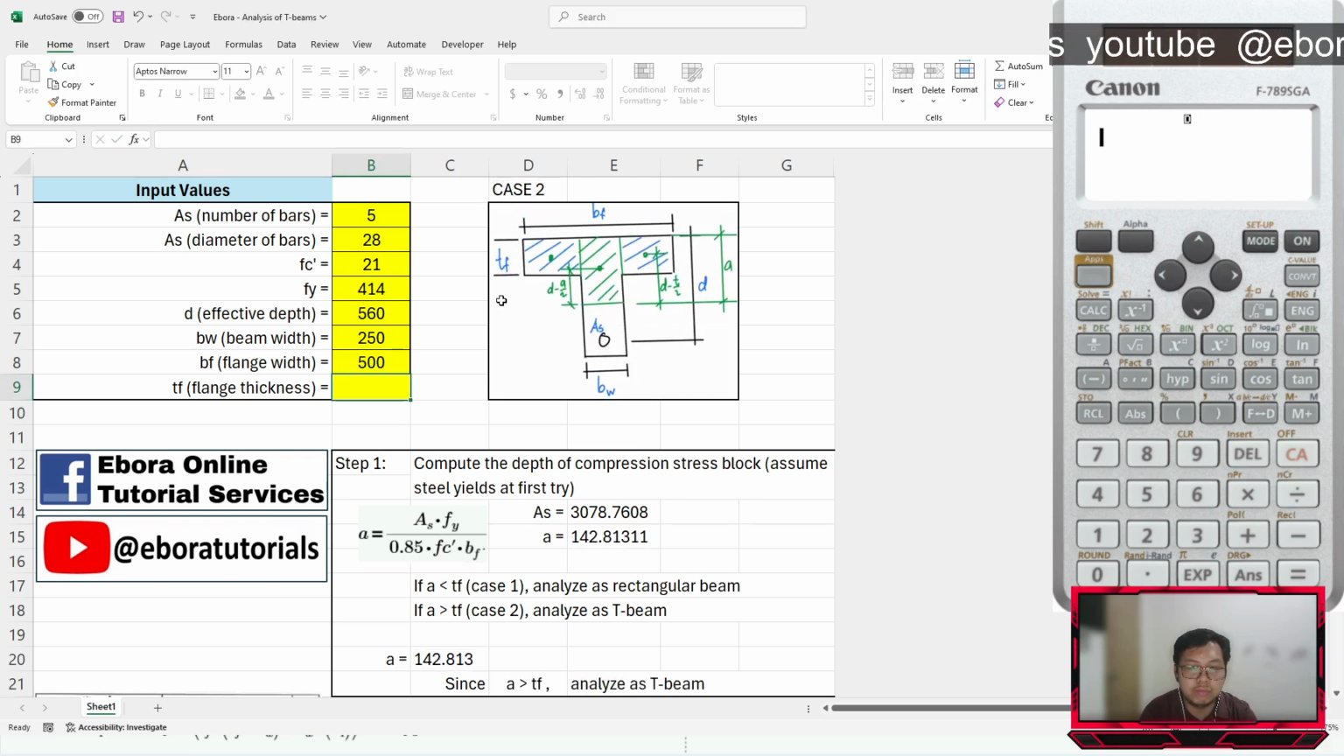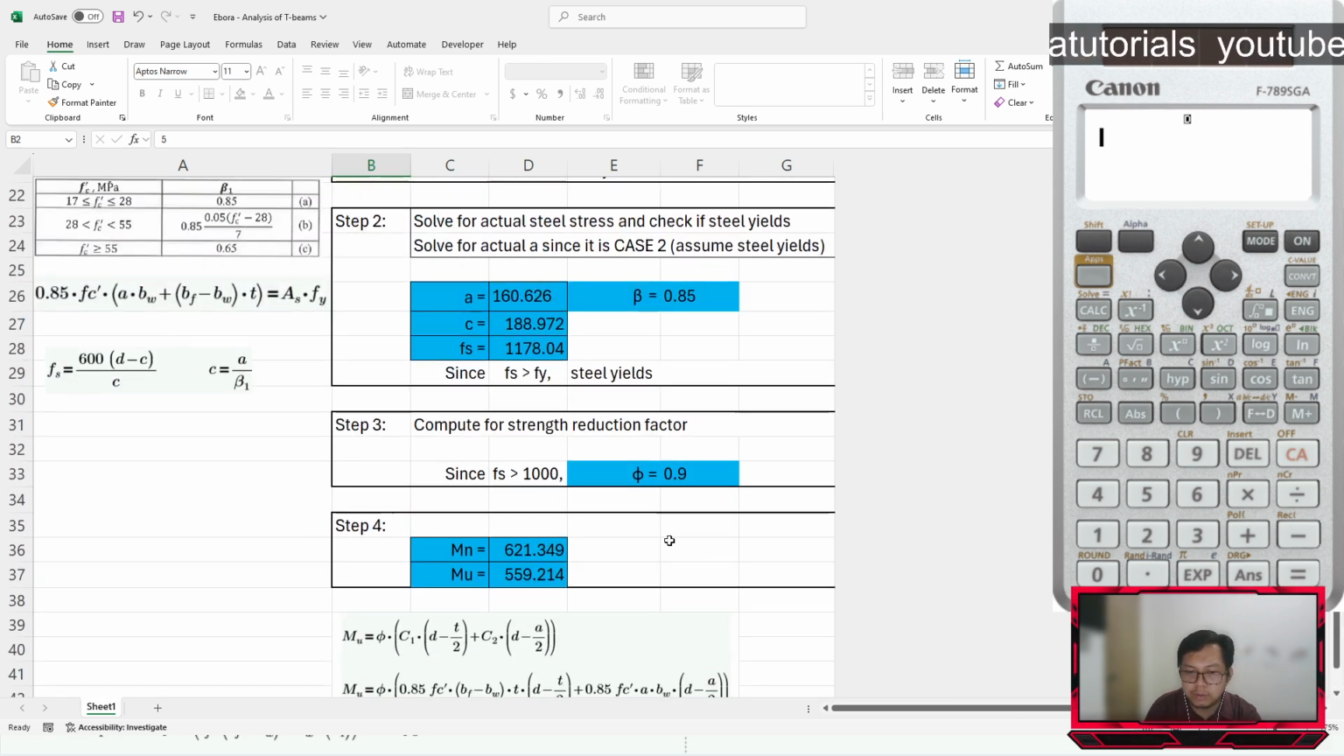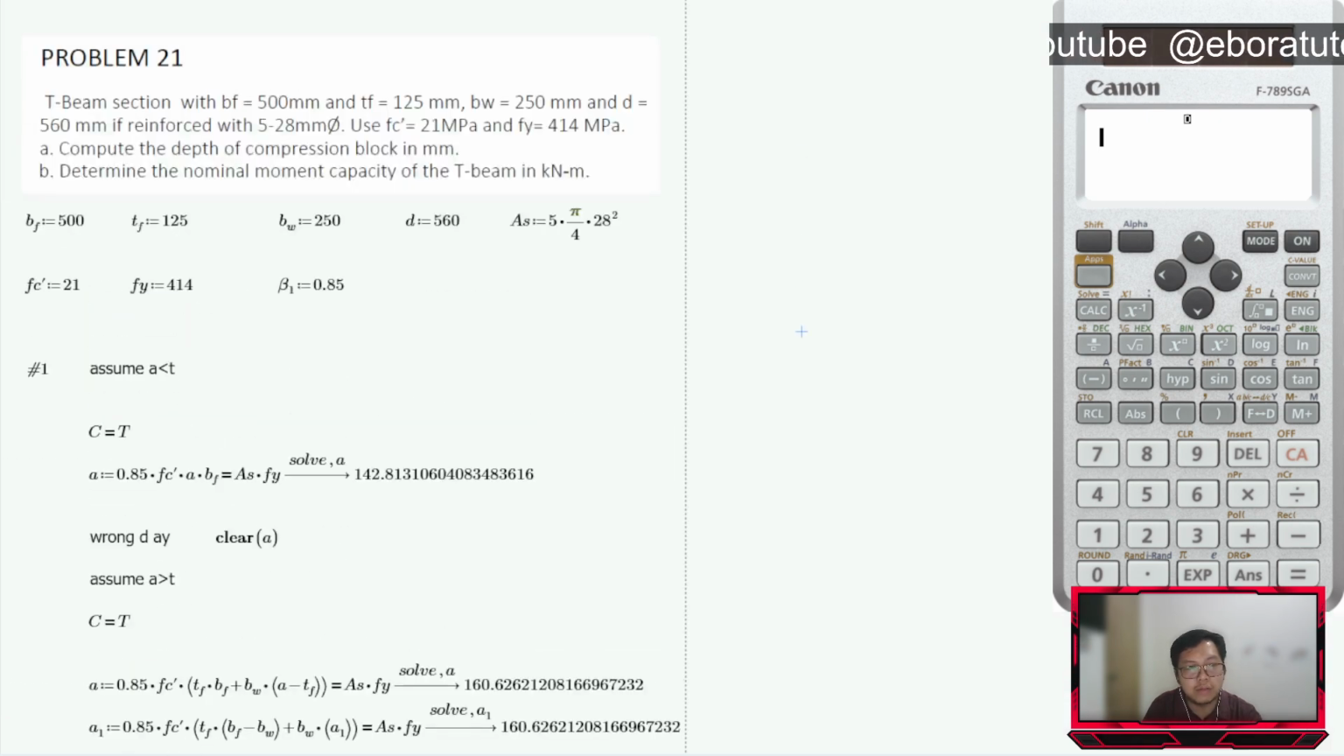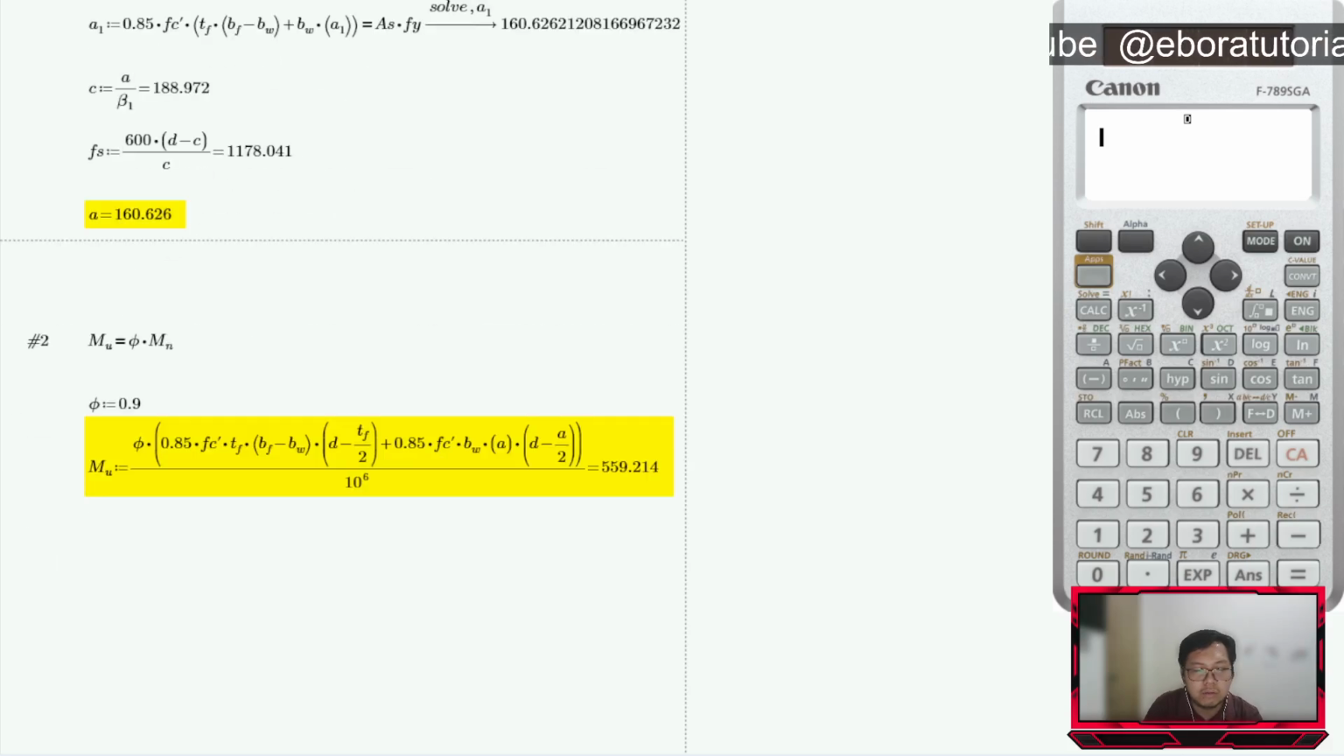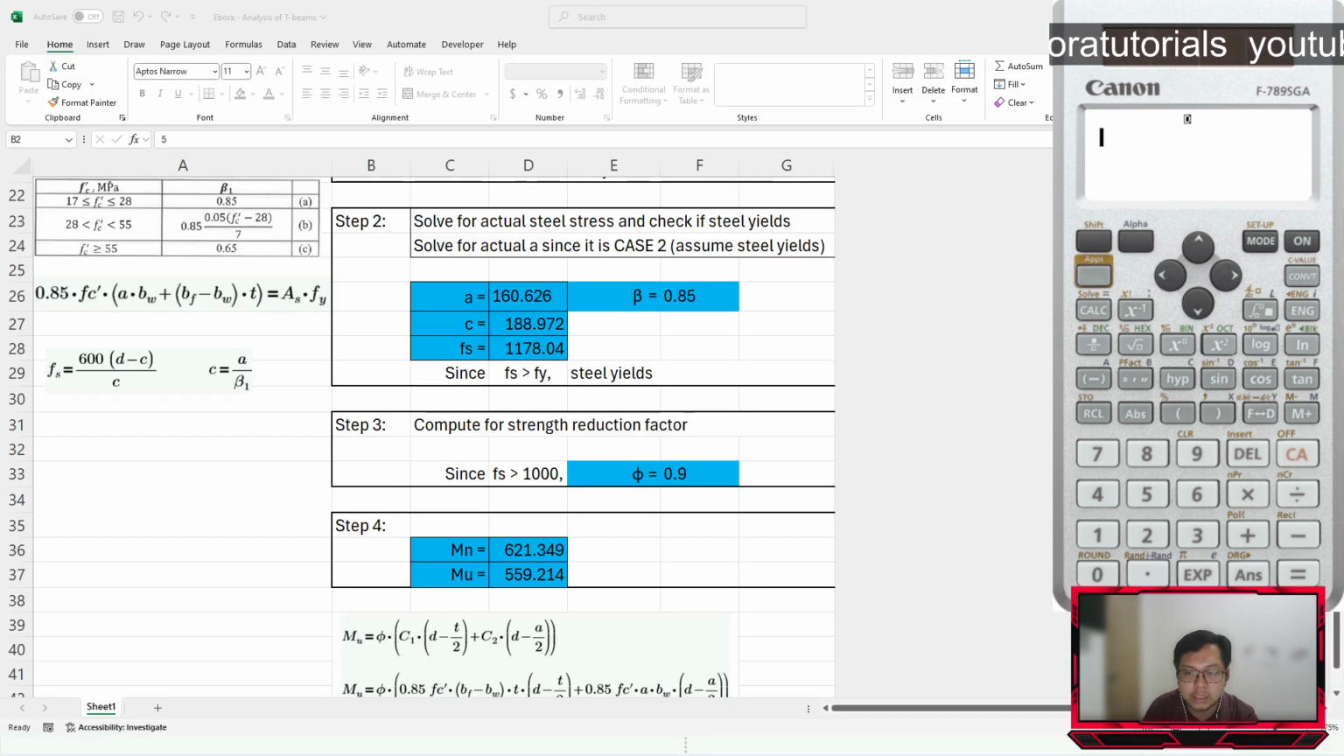And this is actually case 2. Anyway, let's check. The thickness of the flange is 125. Yes, case 2. So, for case 2, what is the answer? What was asked in the problem? The question is the value of a and the nominal moment capacity. Our answer is 160 and 559. Is that right?